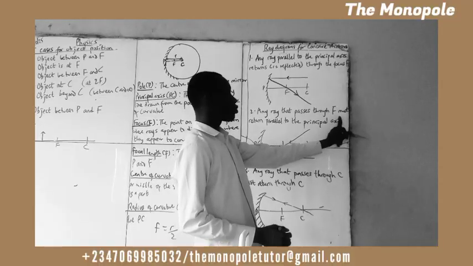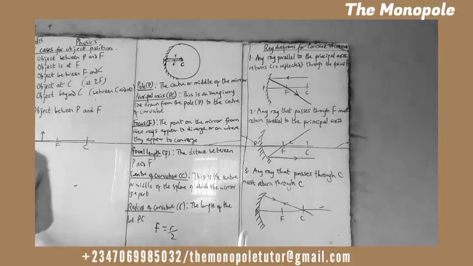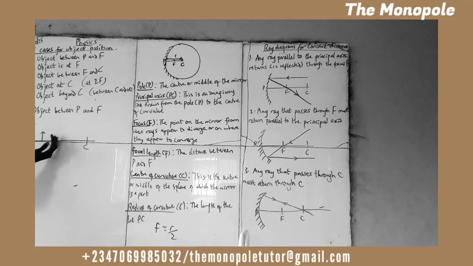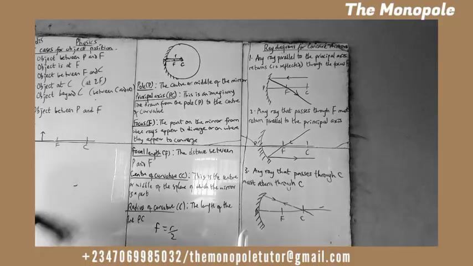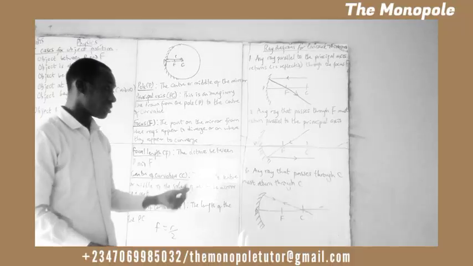Let's check the second one. Any ray that passes through F must return parallel to the principal axis. Looking at this, we can see that the ray cannot pass through F because the object is already before F. Even if it manages to pass through it here, there is no mirror here. The mirror is over here. Only if the object was somewhere here can the ray pass through F. But it's here already, so we discard rule 2. Then we are only left with 1 and 3, because we have to use at least two rules.